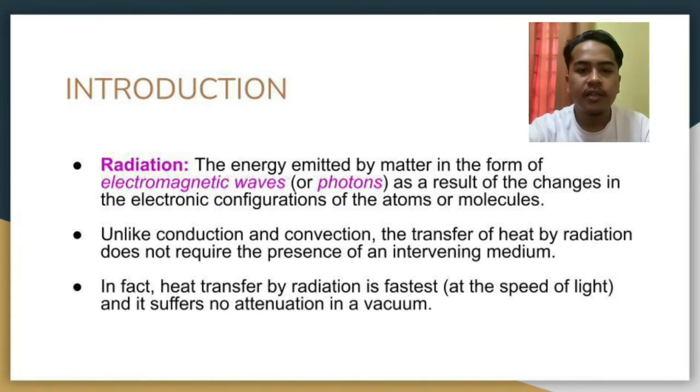All bodies at a temperature above absolute zero emit thermal radiation. Radiation is a volumetric phenomenon, and all solids, liquids and gases emit, absorb and or transmit radiation to varying degrees. However, radiation is usually considered to be a surface phenomenon for solids.